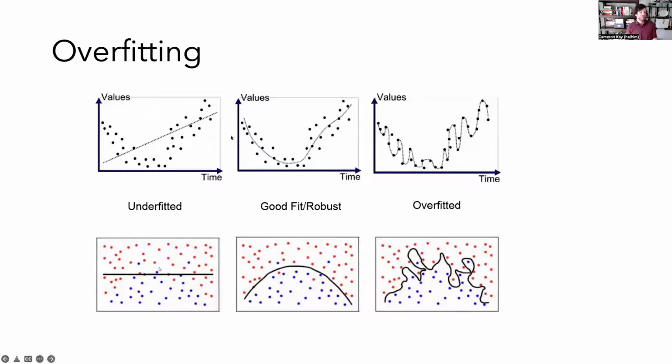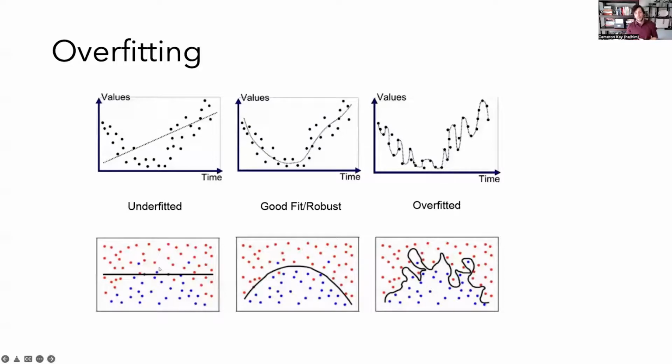We can have an underfit model, where we are essentially missing the underlying relationship in our data. The model we have is not accurately representing the underlying relationship, so that's an underfit model. Then we might have a good fit model, which accurately captures the underlying relationship in our data.